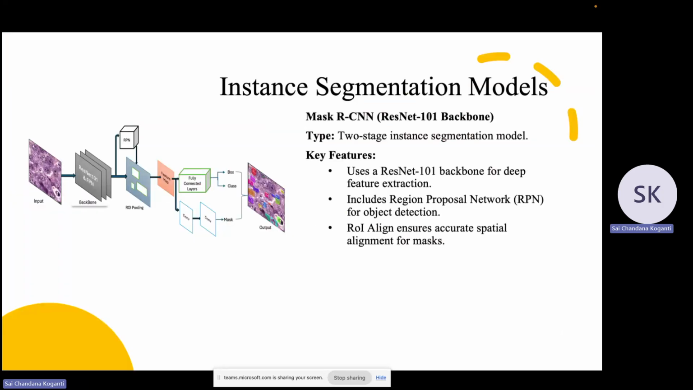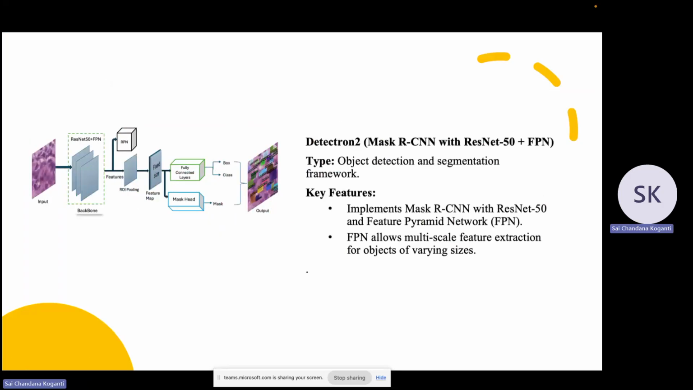Now, let's look at the models which I have evaluated. This is the Mask R-CNN model. This is a two-stage model, which uses a ResNet 101 backbone for deep feature extraction. Next, it has an RPN, which is nothing but a region proposal network. It will detect the objects, and region of interest alignment ensures the accurate alignment of the segmented regions. This is about Mask R-CNN. And next, this is Detectron 2, which is a framework based on Mask R-CNN, but it uses a ResNet 50 backbone with the feature pyramid network for better detection across the objects.